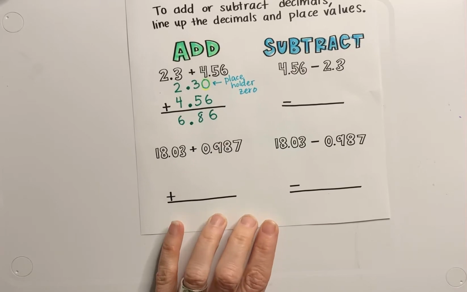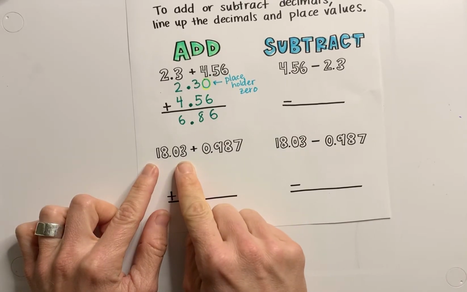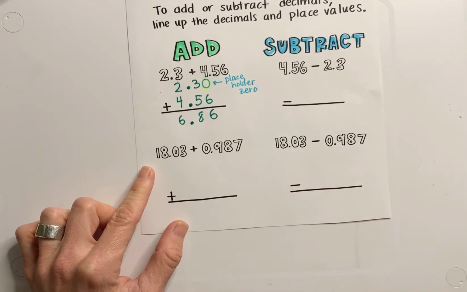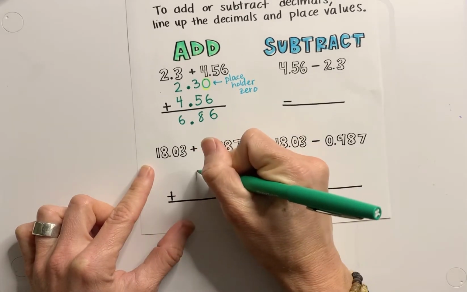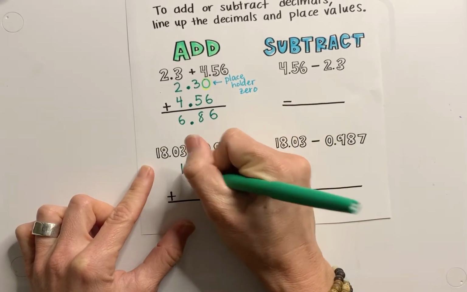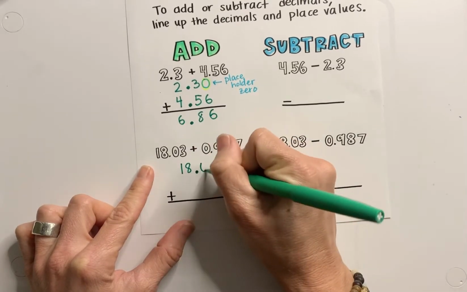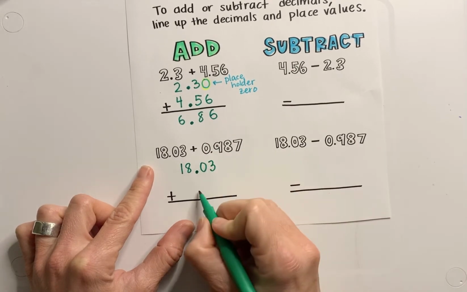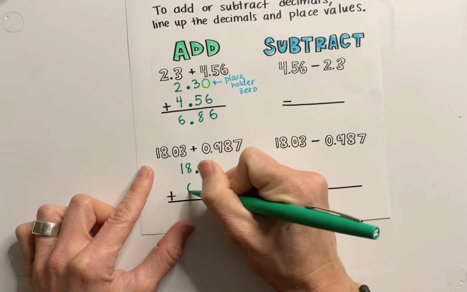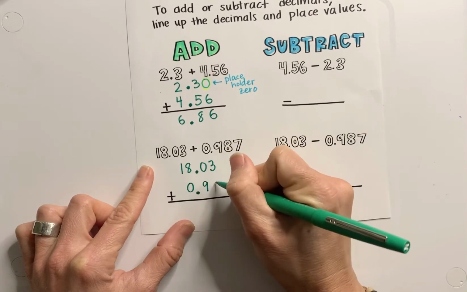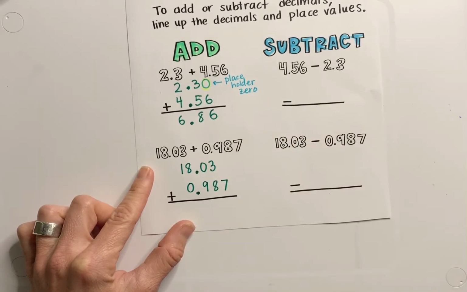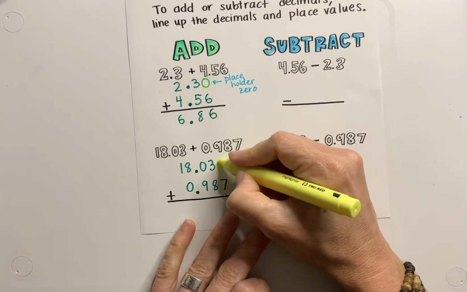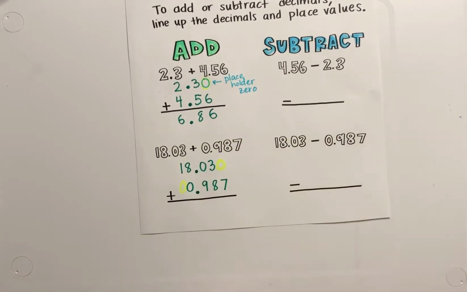All right, so my next problem: 18 and 3/100ths plus 987 thousandths. I'm going to line up my numbers based on the location of the decimal point. So 18 and 3/100ths, and there's my decimal point, so my decimal point has to be just below it. And I have 0 ones, and then I have 987 thousandths. Now I'm going to put in a few placeholder zeros. I'm going to put one here because that's a missing spot, and one here too, just to keep track of it.